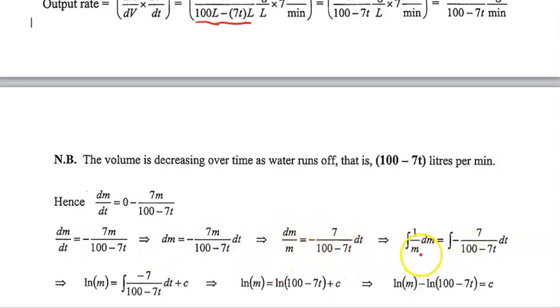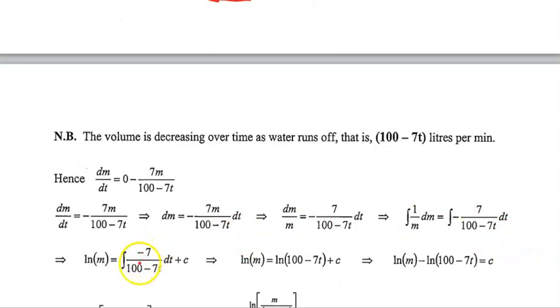Integrating both sides, we have the integral of 1 on m dm equals the integral of minus 7 on (100 minus 7t) dt, plus, of course, a constant of integration, which I'll write down here. The antiderivative of 1 on m will be the natural log of m, equal to the integral of this. So the natural log of m is equal to the natural log of (100 minus 7t). When you differentiate that, you get minus 7 over (100 minus 7t), so that exactly matches, plus our constant.